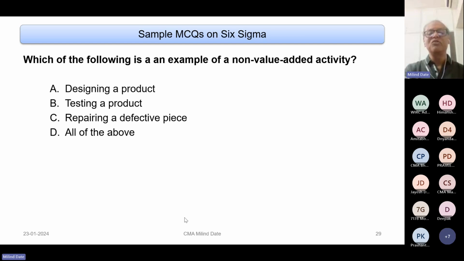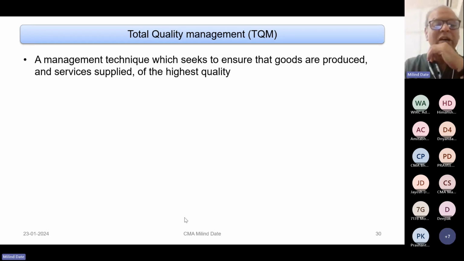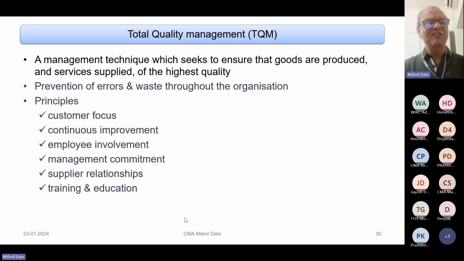I'll quickly now introduce you to the last couple of concepts, TQM, total quality management. Goods that are produced and services that are supplied must conform with the highest quality. We all know ISO certification has come out of the concept of TQM. The effort is to prevent errors, prevent wastage throughout the organization. Again, same focus as Six Sigma, no change therein.